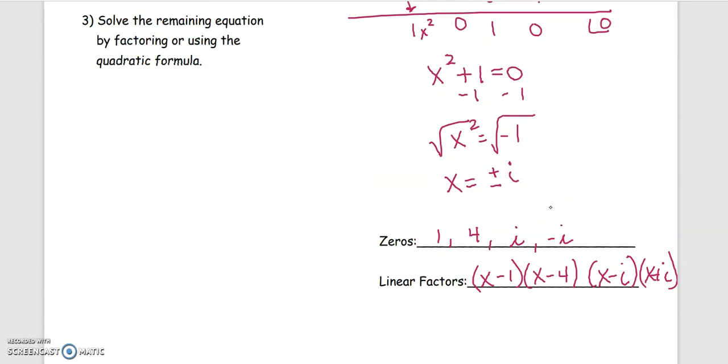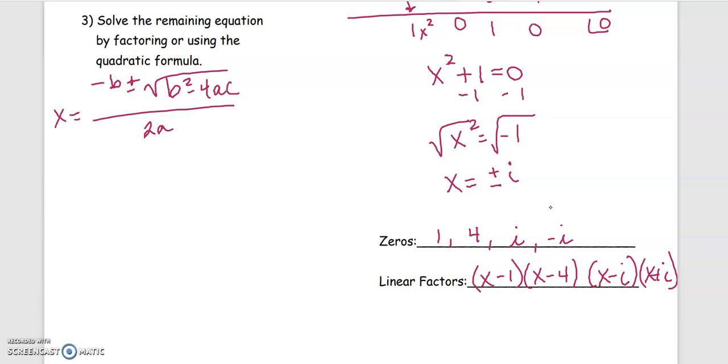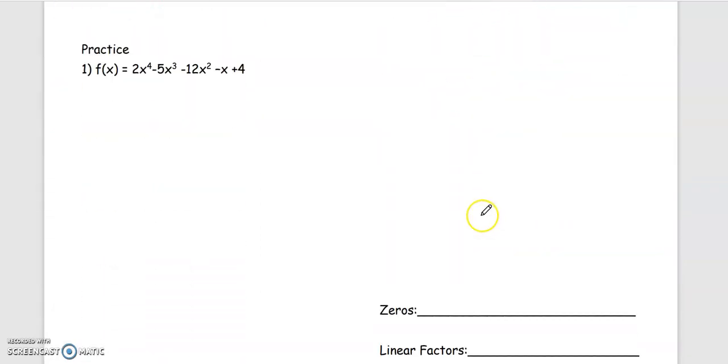And if you need to use the quadratic formula, remember that's negative b plus or minus the square root of b squared minus 4ac, all over 2a. And we can solve a quadratic if it is not factorable using that quadratic formula. All right, so on this next one, I'll type this one into the graphing calculator so you can see it that way.